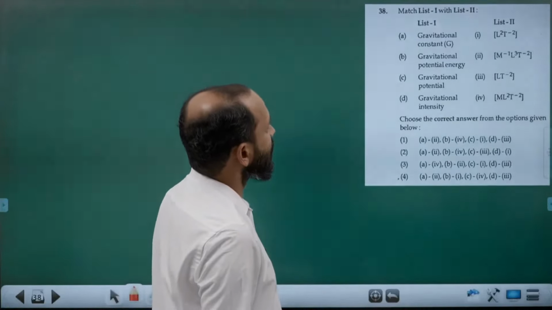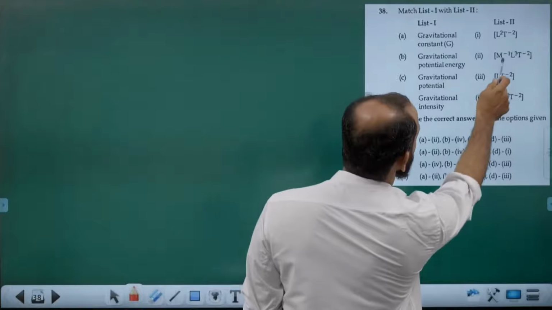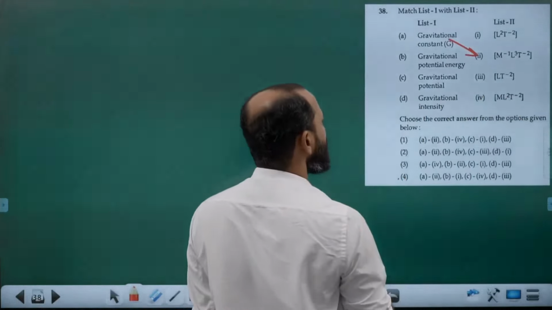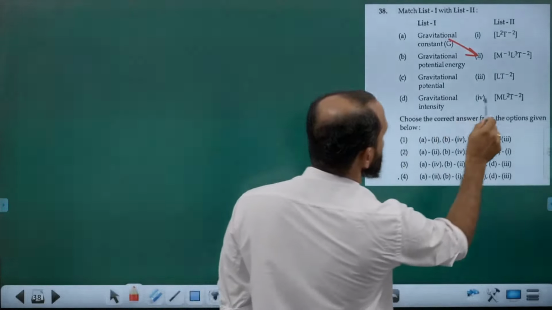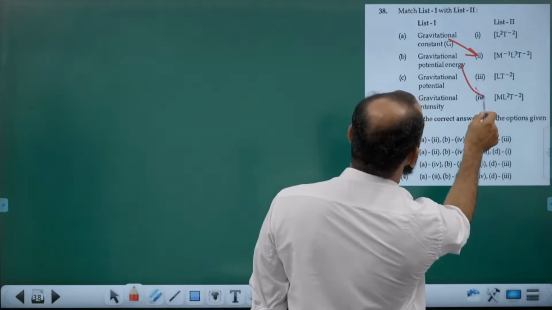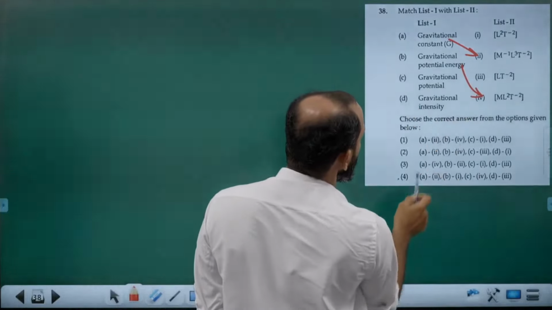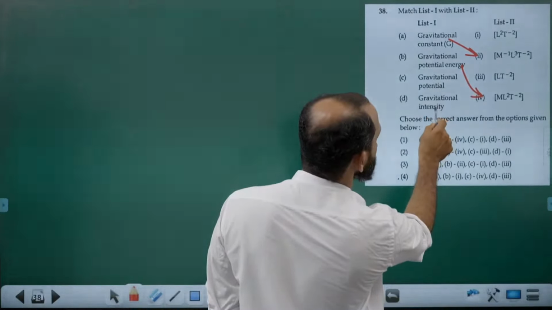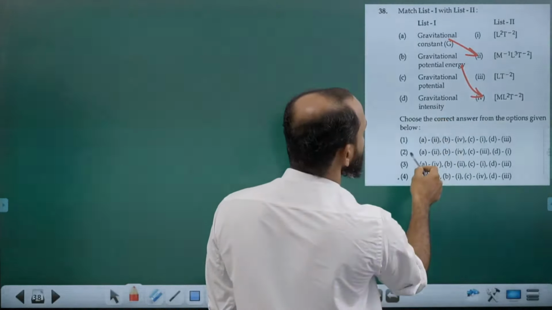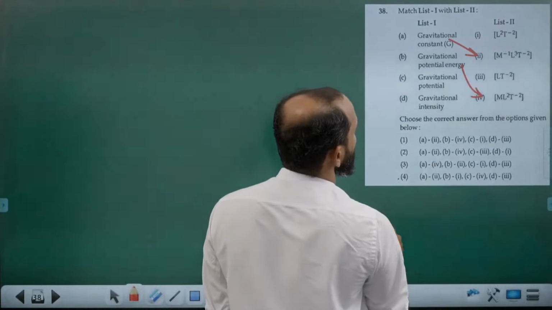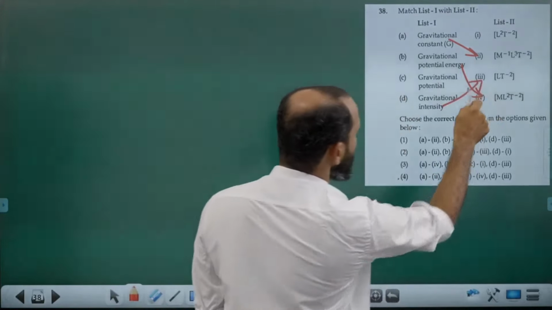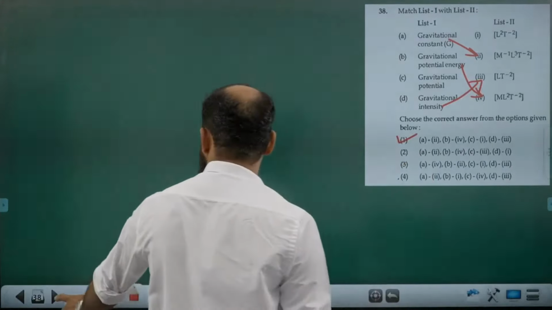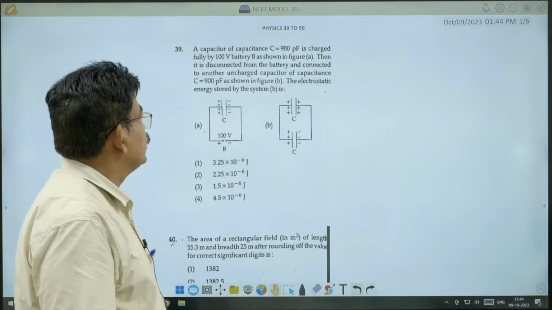38. Gravitational constant, dimensionally M inverse. No other option, so A2. Gravitational potential energy: whatever potential energy, whatever energy dimension, M L square T minus 2. So B4. A2 B4. Now gravitational intensity, option D. Intensity means gravitational field, acceleration. L T minus 2. So that should be D3. So the correct answer should be option 1. 38, option 1. Now, this question number 39.